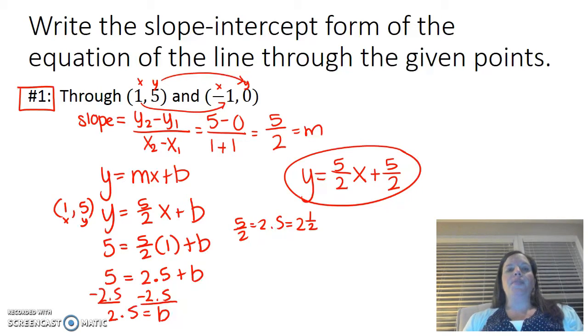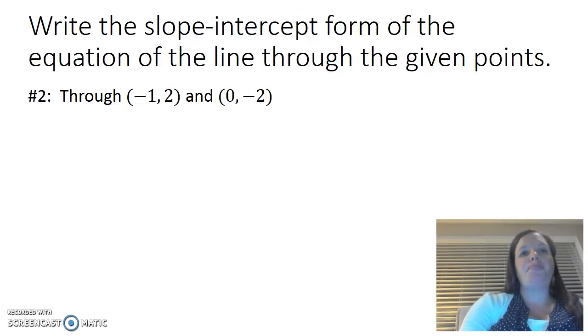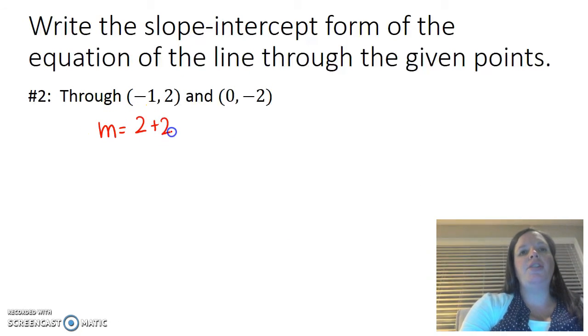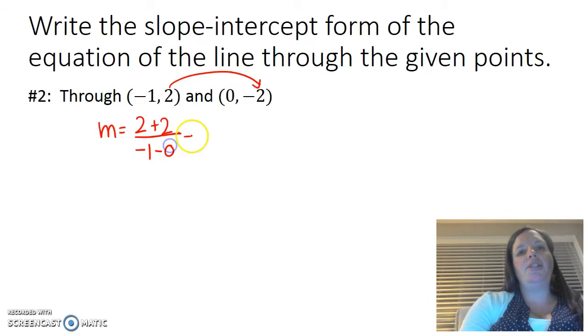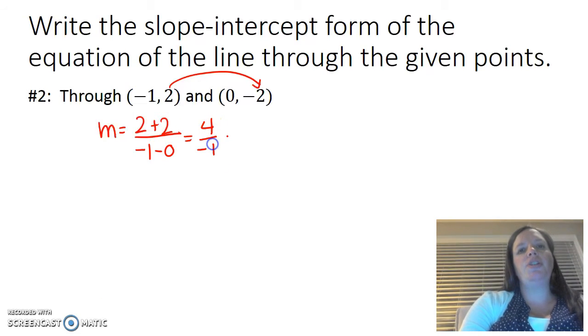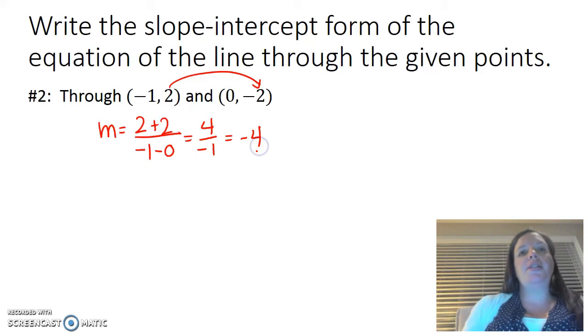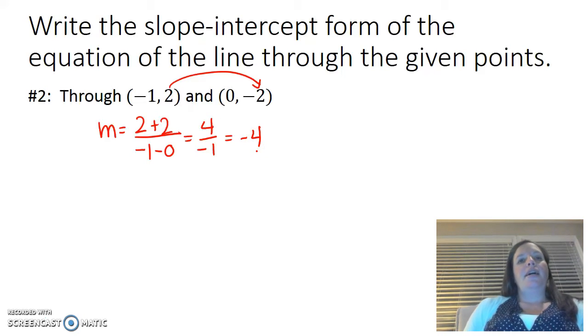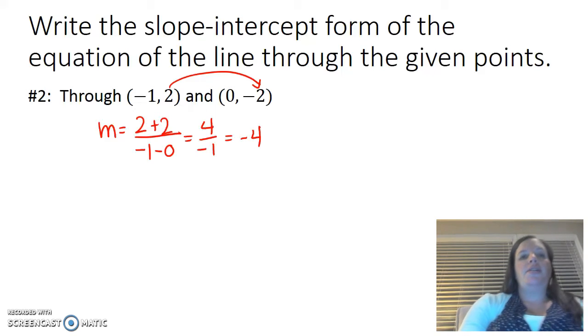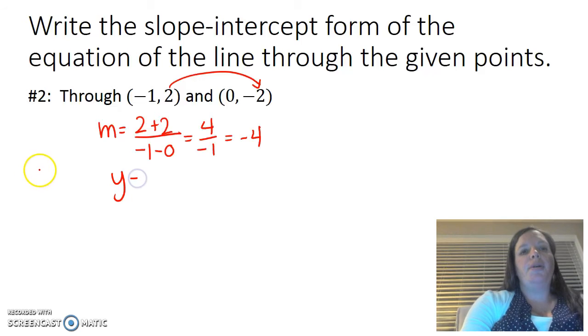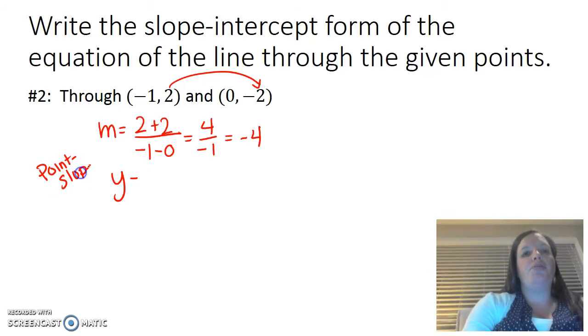Now the second way to do this still involves the same first step. Find my slope. So I'm going to do 2 minus negative 2, which is 4. And then I'm going to do negative 1 minus 0, which is negative 1. So that means my slope is negative 4. Now the second way to do this, which was the more popular way when we were going through this, was to write point-slope form first, and then change it into slope-intercept form.